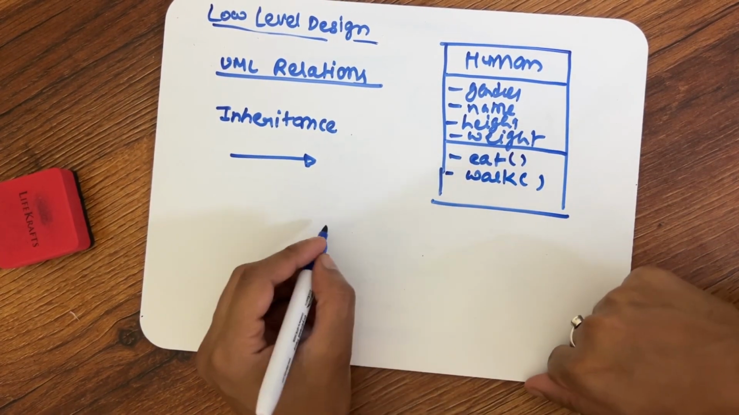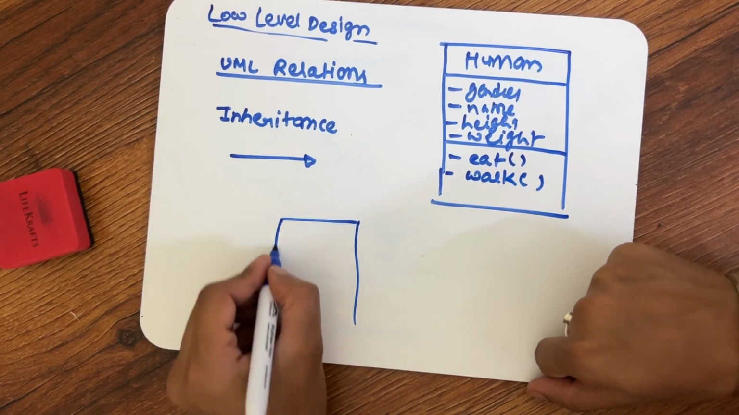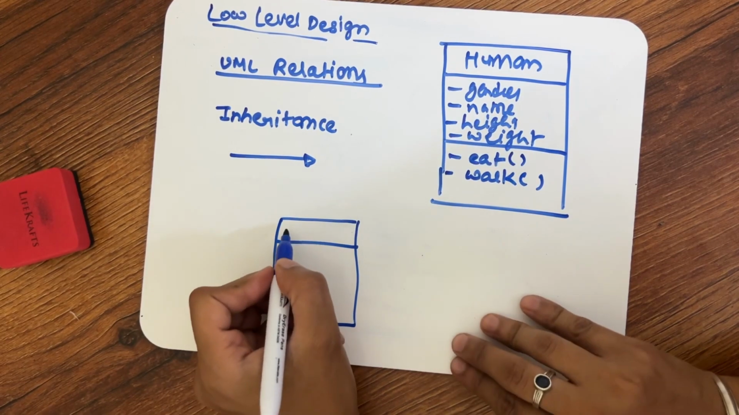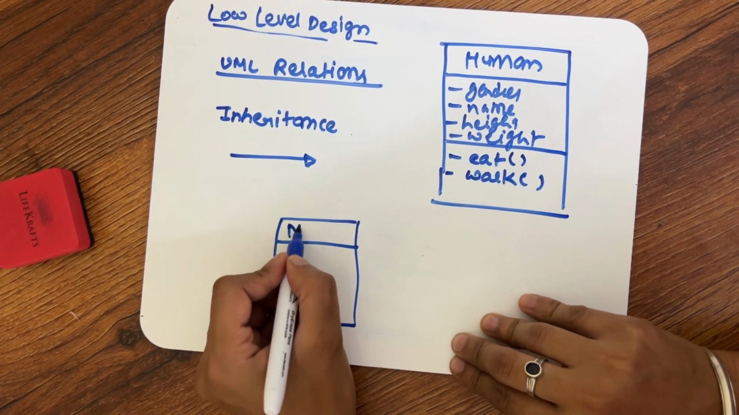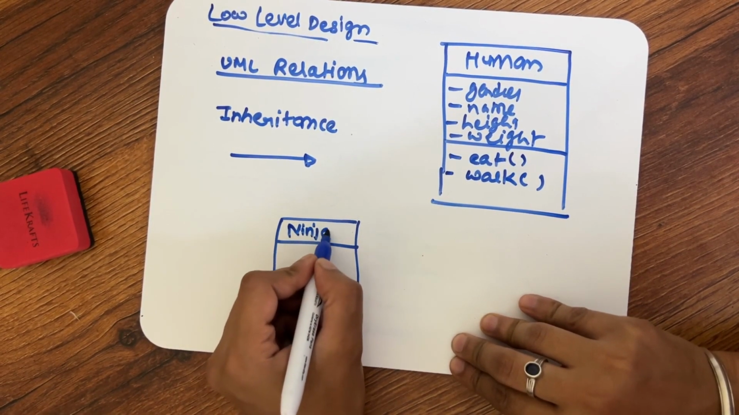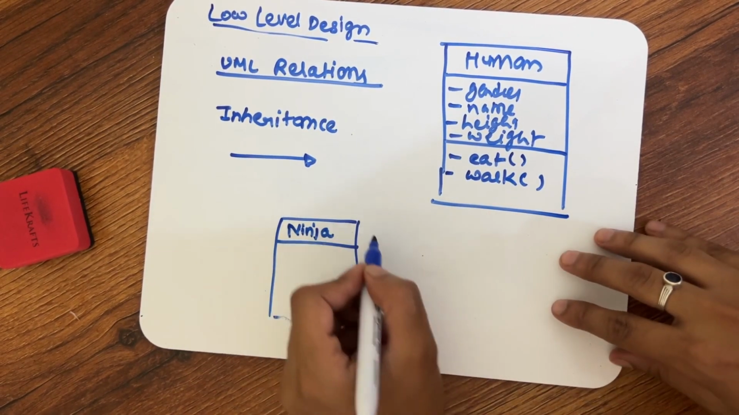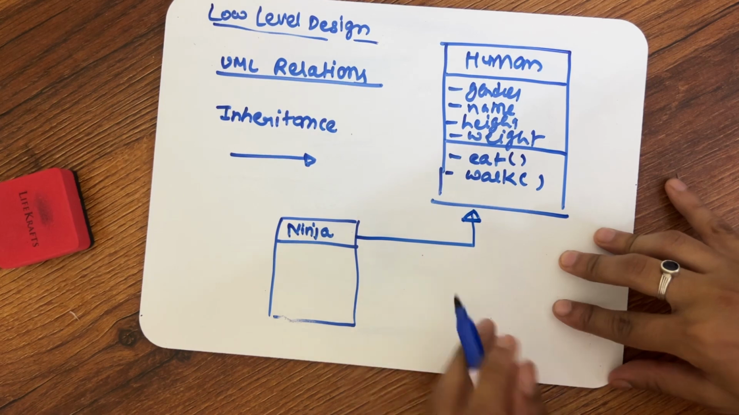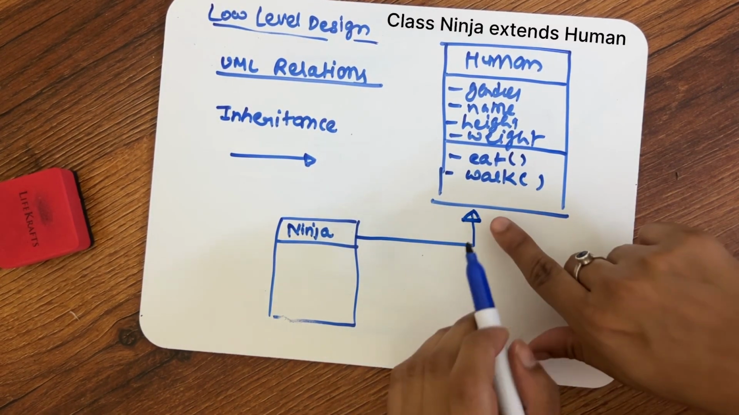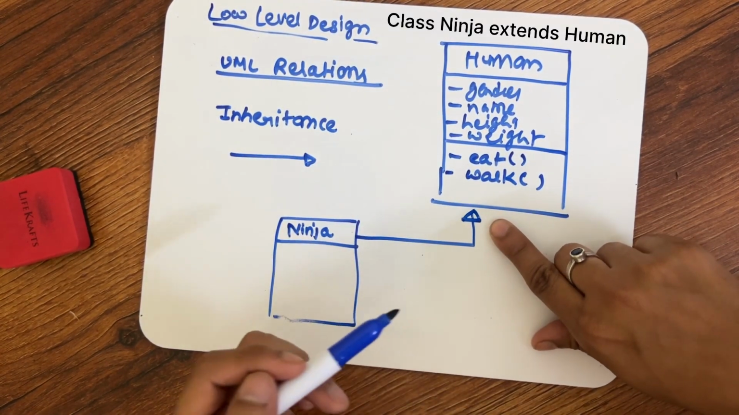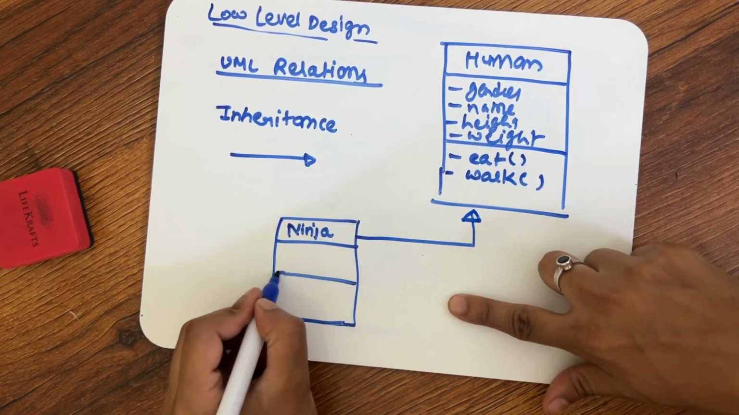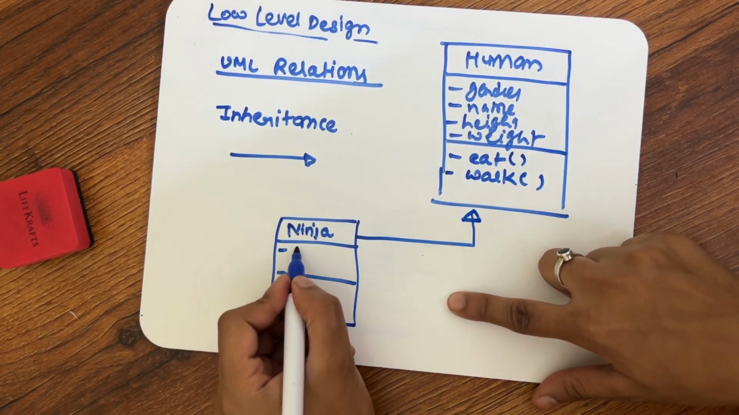So suppose there is a ninja. Yeah, I am a fan of anime and I am a fan of Naruto, that's why I am giving this example. So ninja is a class which basically inherits this class. So we should keep it like this. It means it inherited all the properties of this parent class, but it will add a few more. So let's add a few more properties.